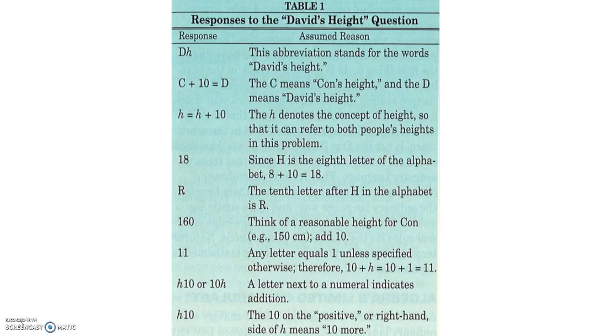So the interesting thing to note about some of these is that even though the answer itself is wrong, it can reveal that students actually do have an understanding of the situation. So for example, with the response of 18, students understand that I'm adding 10 to get David's height. So even though that's a completely incorrect answer, it does reveal that the students have some understanding about the situation.